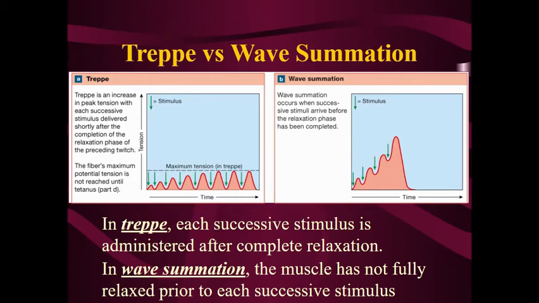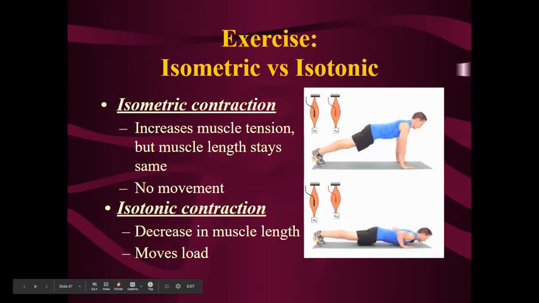So here is that comparison. Treppe is an increase in peak tension with each successive stimulus delivered shortly after the completion of the relaxation phase. The fiber's maximum potential tension is not reached until tetanus. Whereas wave summation occurs when successive stimuli arrive before the relaxation phase. So in treppe, each successive stimulus is administered after complete relaxation, and in wave summation, the muscle is not relaxed prior to each successive stimulus.